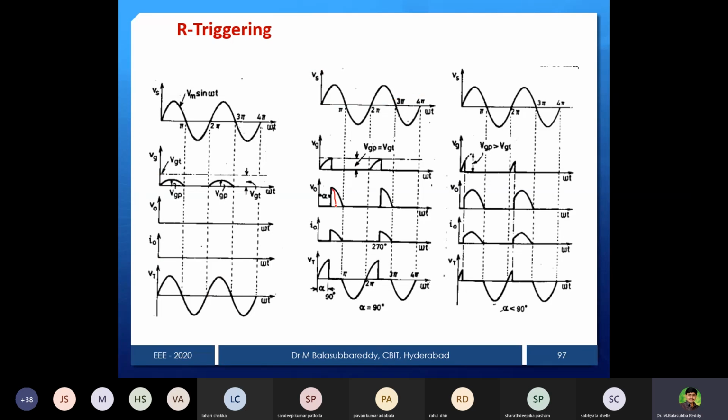The current waveform and voltage waveforms are the same, and the voltage across the device.